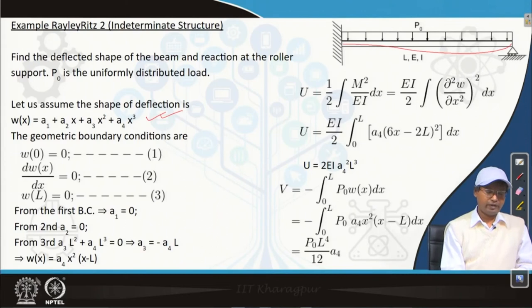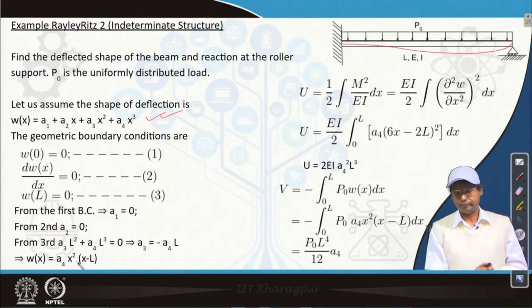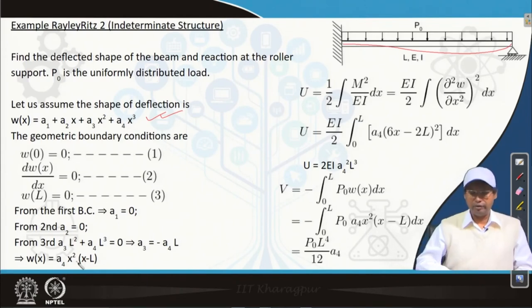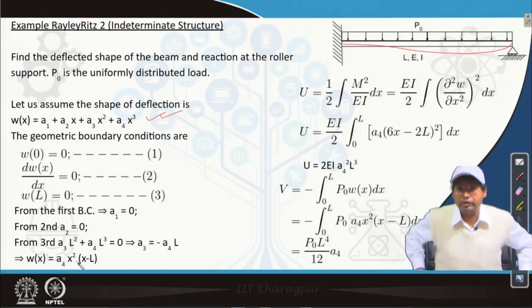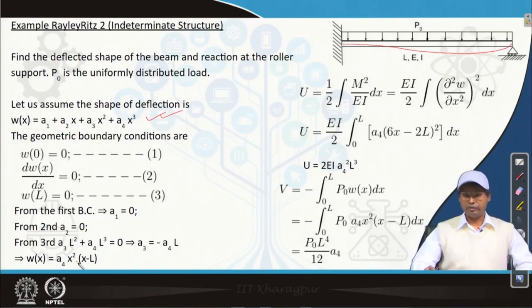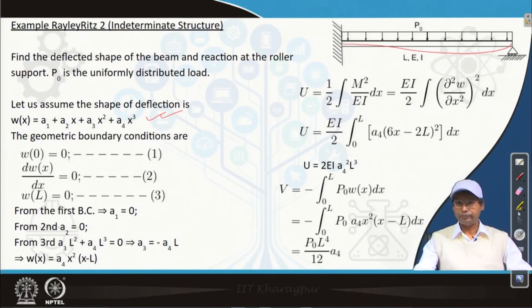So, if you substitute those values, our modified equation becomes W x equals a 4 x square multiplied by x minus l. With that consideration, let us try to find out the total potential energy. To do that, the U and V we need to find out. U is found by integration 0 to l of M square by E I, and this M is put here as the double derivative of w, and that value we get.